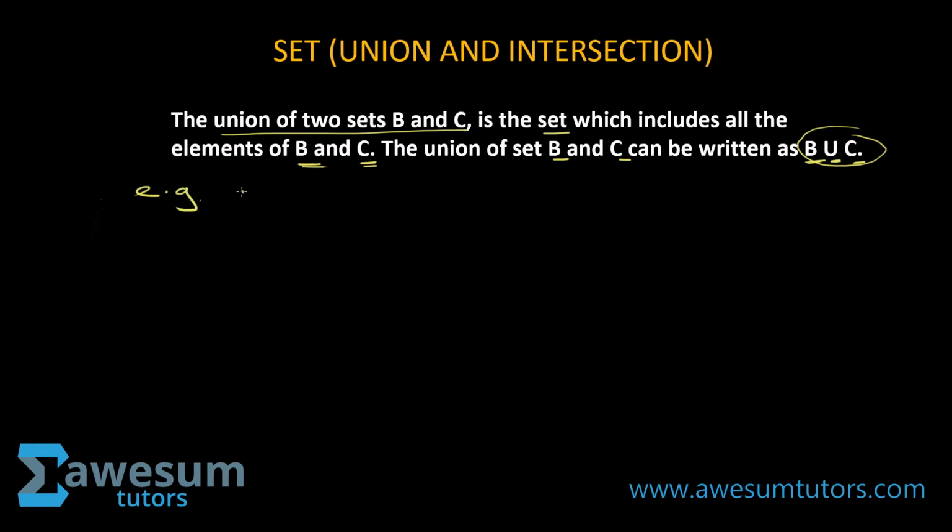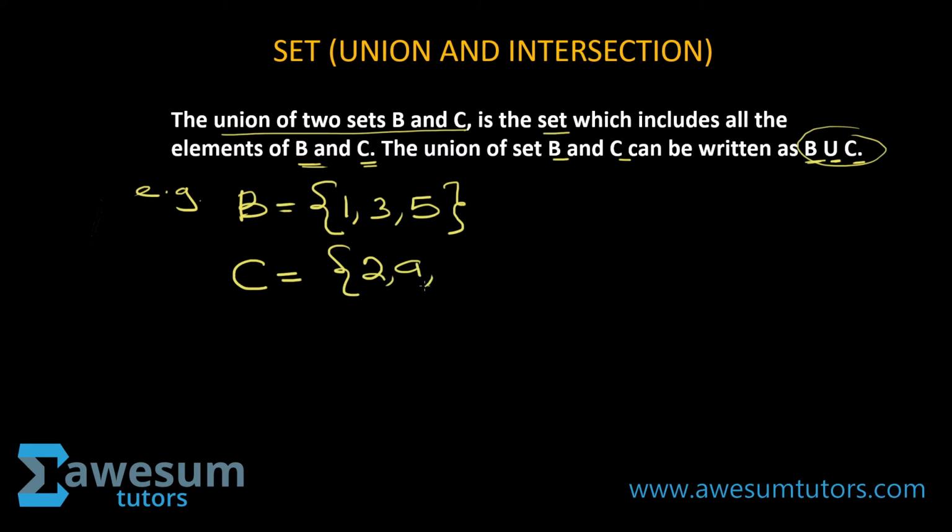Let's say we have B to have a set of 1, 3, 5. And we have another set C to be 2, A, and 4. And you have been asked to find B union C. What is going to be B union C?